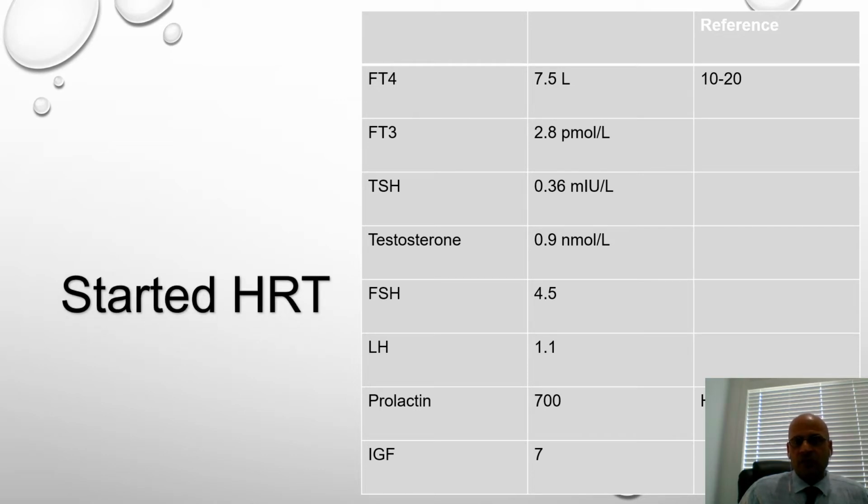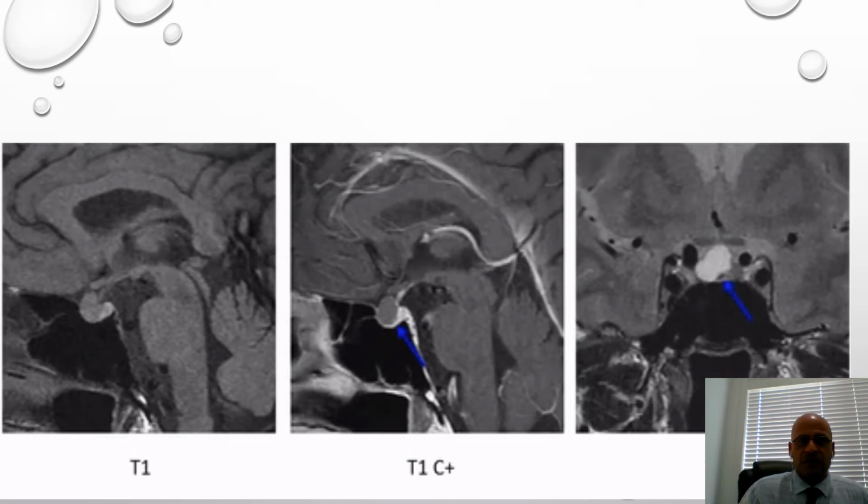So we started him on proper hormone replacement therapy, and we requested MRI, which showed this pituitary lesion, which was isointense to gray matter on T1, however, with gadolinium contrast enhancement. I hope you appreciate what we call the claw sign, which represents essentially a squashed pituitary tissue, which was pushed downward and posteriorly by this mass.